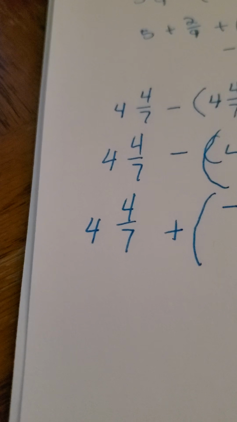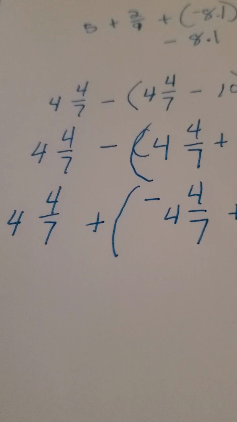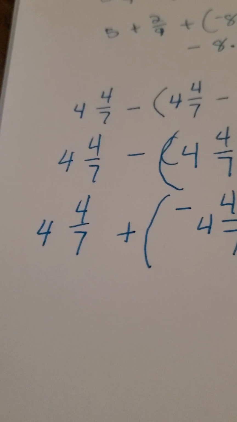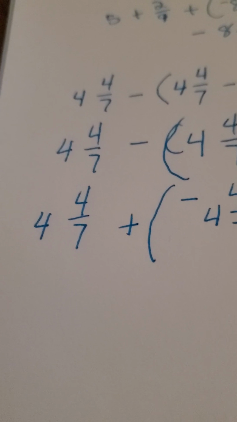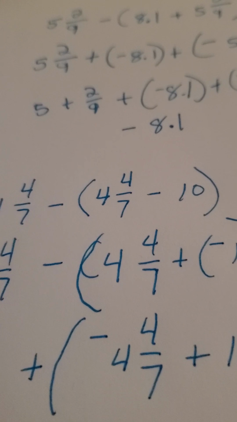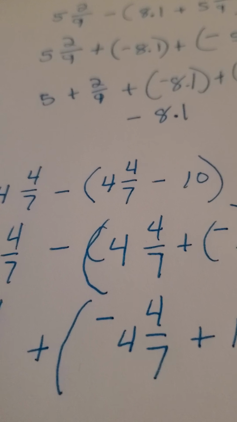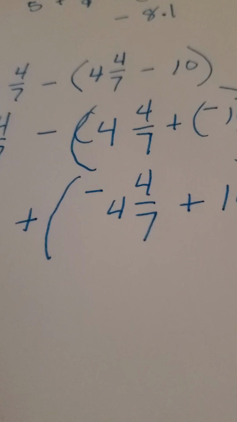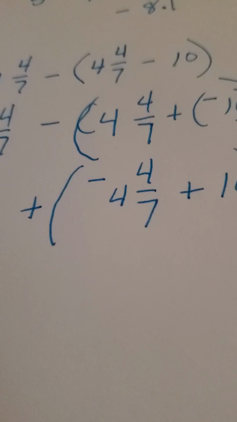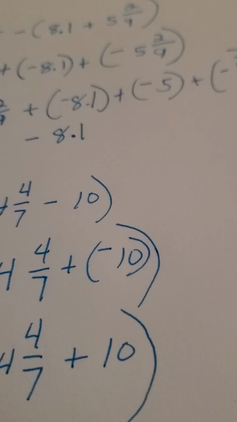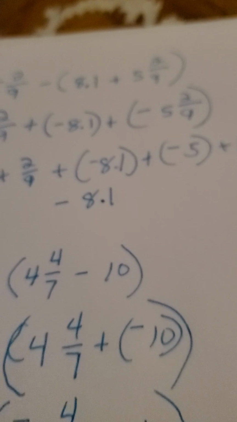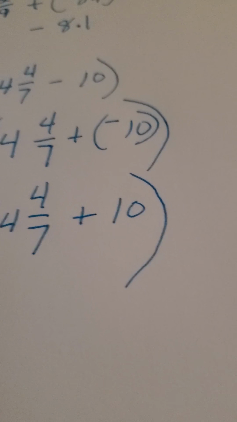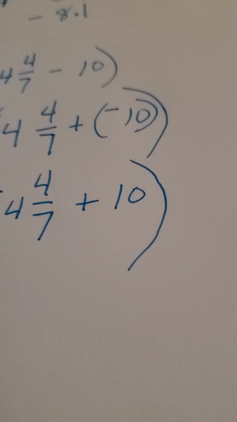And then over here we have 4 and 4/7. We're going to change that into plus. And because we do that, everything in the parentheses changes. So this was positive 4 and 4/7 in the last step. Now it's negative 4 and 4/7 because we changed the sign. And negative 10 up here then goes back to being positive. So we went from positive to negative to positive. And that's just sometimes how it works out.